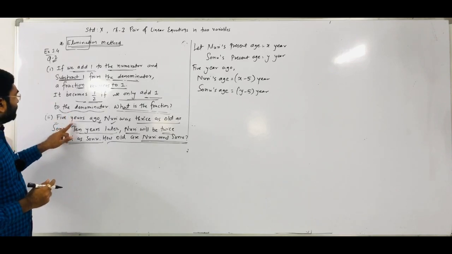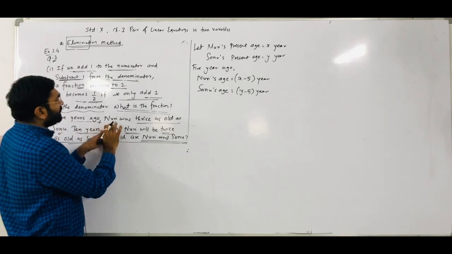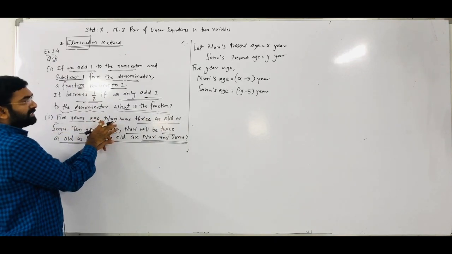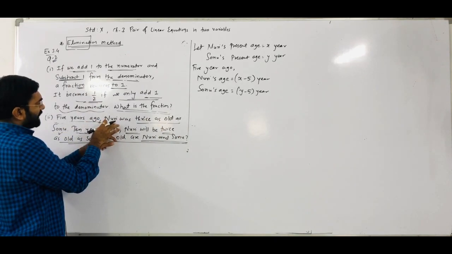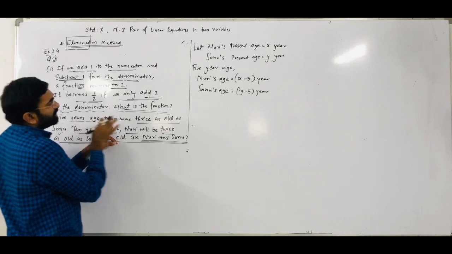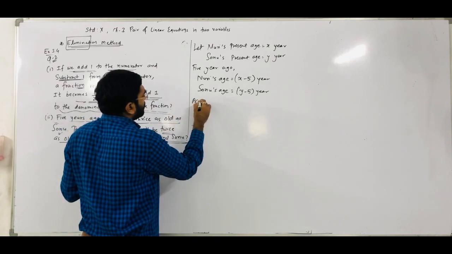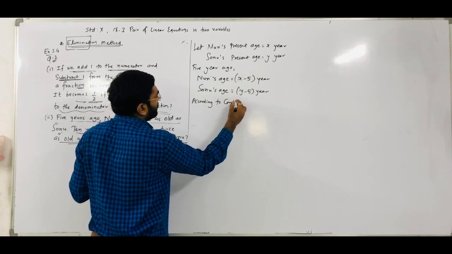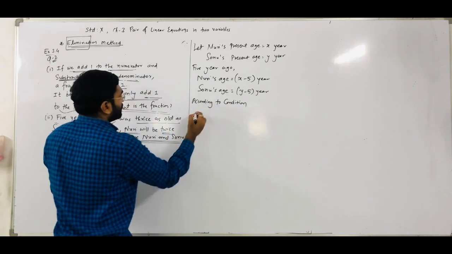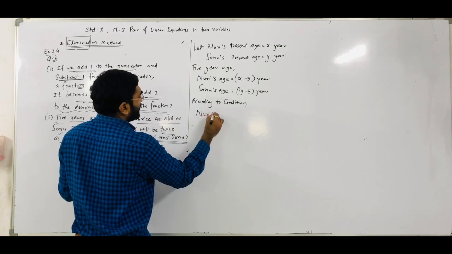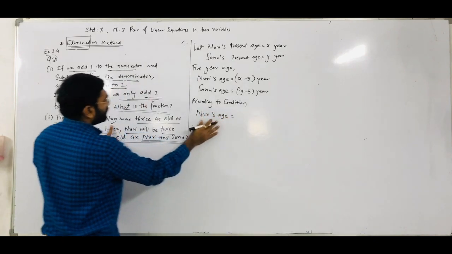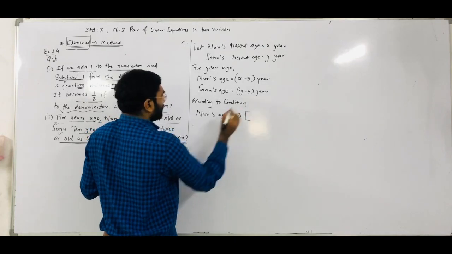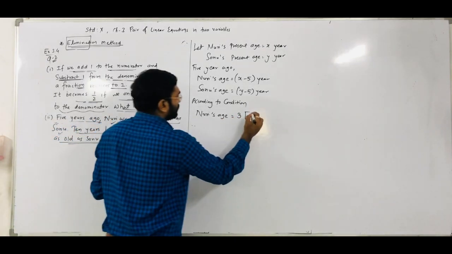Now what do they say? 5 years ago, Nuri was thrice as old as Sonu. So Nuri's age is larger than Sonu's age. Here, according to the condition, as per the statement, Nuri's age is thrice of Sonu's age.